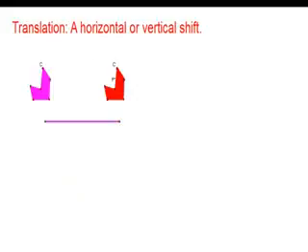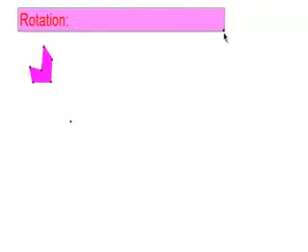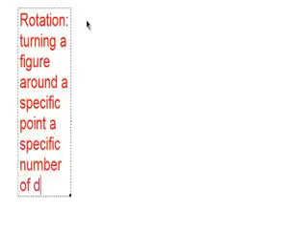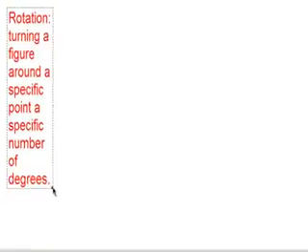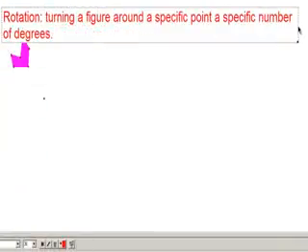Alright, now the next isometry that I want to talk about is called a rotation. A rotation also preserves size and shape, and so a rotation is turning a figure around a specific point a specific number of degrees. Alright, so let's take this figure and let's do a rotation with this figure.